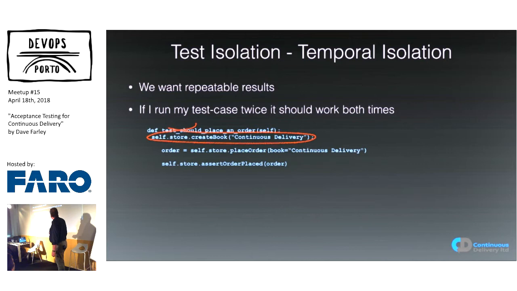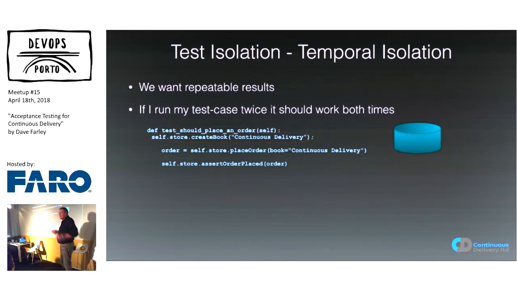So the first time we run it, somewhere deep in our system, there's going to be a data store of some kind. Doesn't matter what sort of data store it is. And when we run that line saying create a book, somewhere in our system, we're going to end up with a book. And then we run the test again, and the book already exists. So what do we do about that?